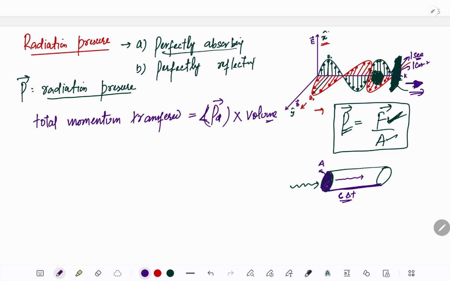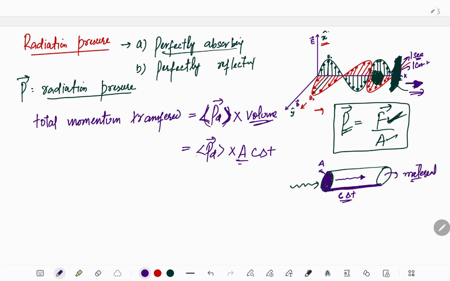Let's say average momentum present in the unit volume into the volume, and average momentum density we know into volume, how much is the volume? That would be A C delta T, because A is the area of this thing and C delta T is the distance it travels before it gets perfectly absorbed in it, because this is a perfectly absorbing surface.